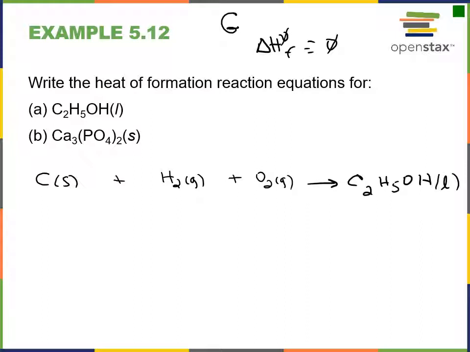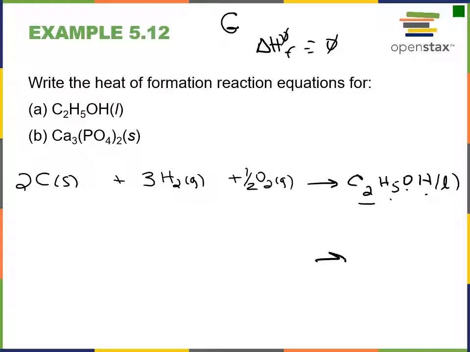Now we have to have the right amount. Well, if we got 2 carbons here, we need 2 here. If we add our hydrogens, we get 6 atoms of hydrogen over here, which is going to be 6 moles of H2. Now we can have fractions in these reactions, and sometimes we have to, because we only have 1 atom of oxygen over here, which is going to give us a 1/2 here.